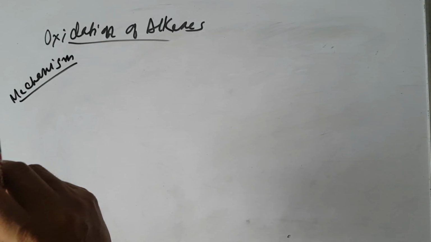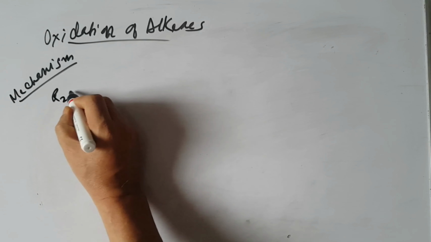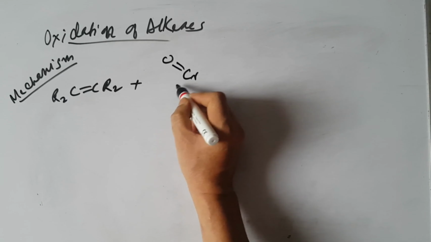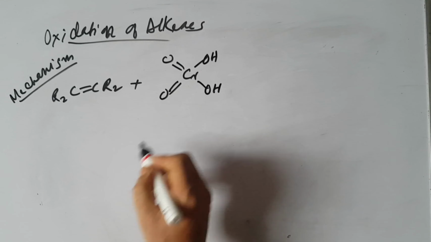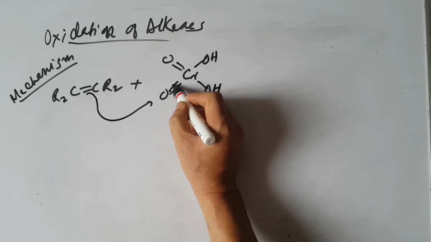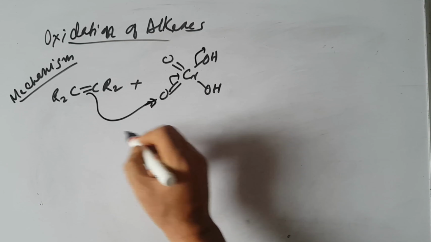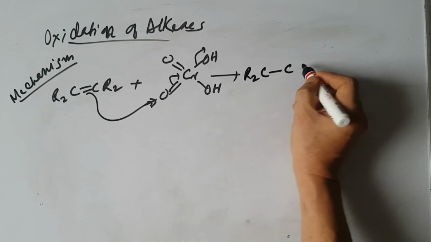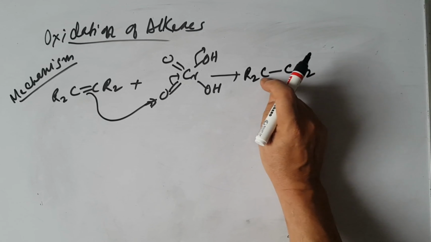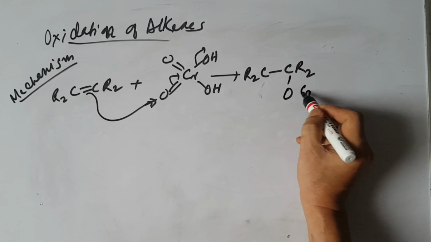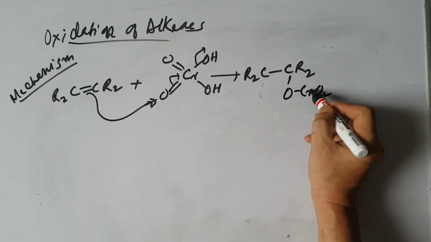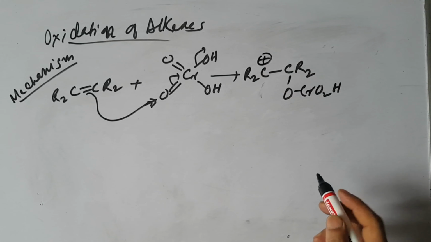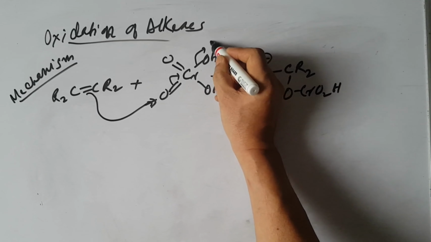Here, the mechanism of the reaction: let's say R2C=CR2 reacts first with chromium trioxide, O=Cr=O. First the double bond attacks here, then this attacks here, and loss of water takes place after protonation. So we get R2C-CR2 and this intermediate here, let us write here, OCrO2H, and there is a positive charge here, so it links up like this. Water is lost after picking up the proton here.